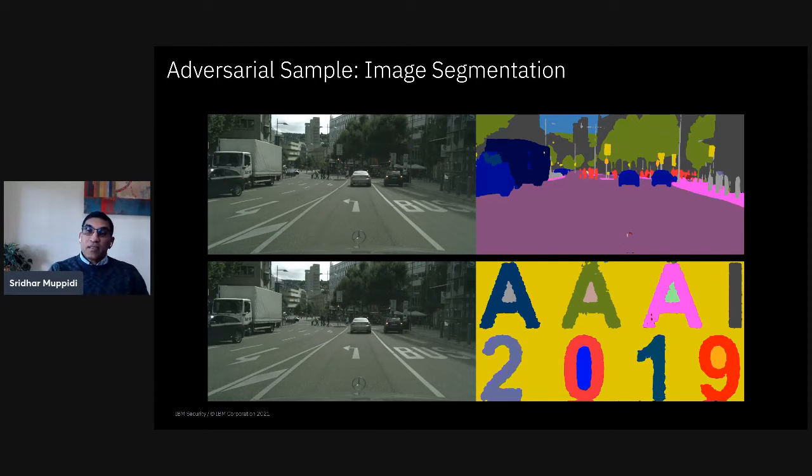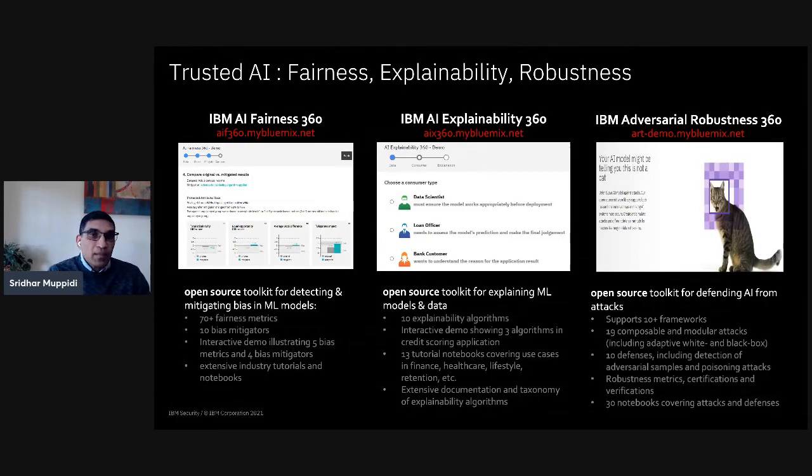This is all the research that we do as a mechanism to protect it. So how do we protect it? We protect it in three ways, right?